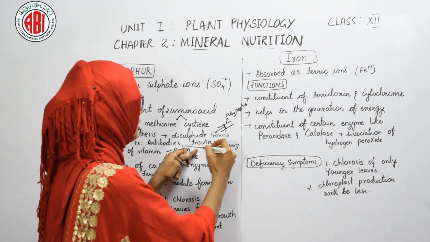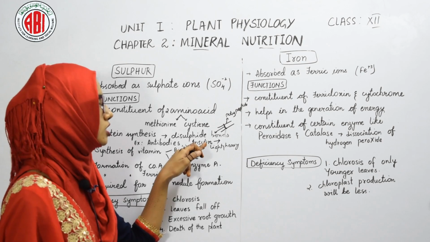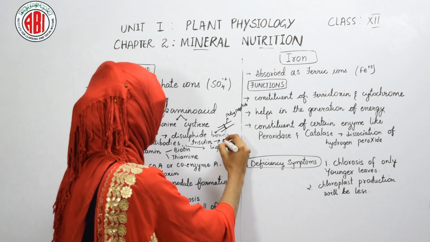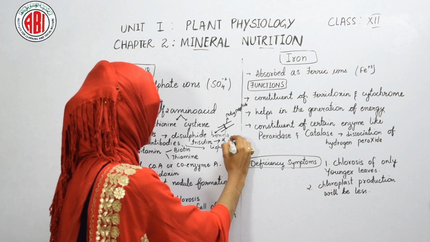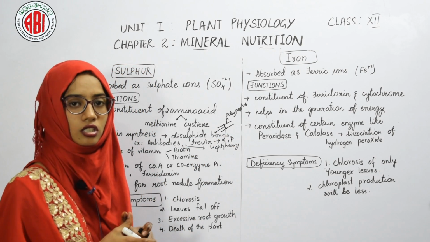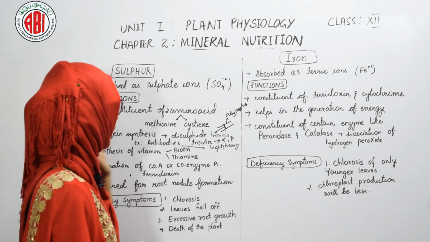Whereas in the other example, insulin, in the structure of insulin, we can see the two chains that are alpha and beta chains, and these two chains combine with each other due to the presence of disulfide bonds.